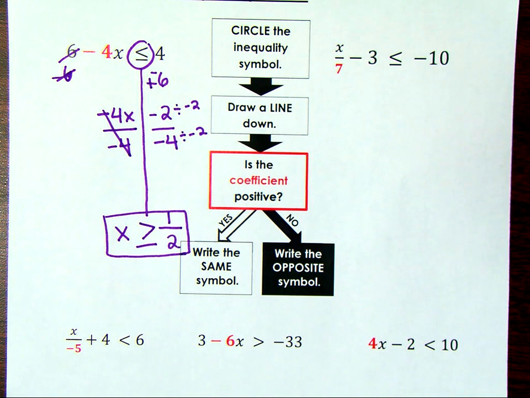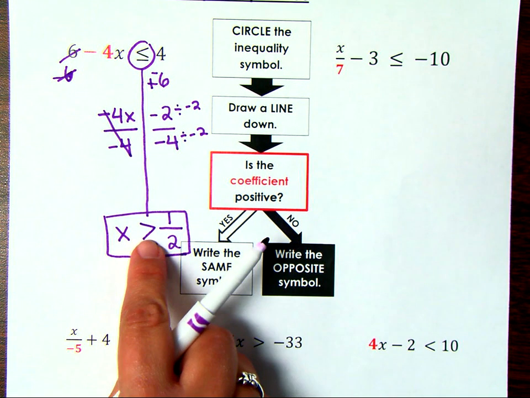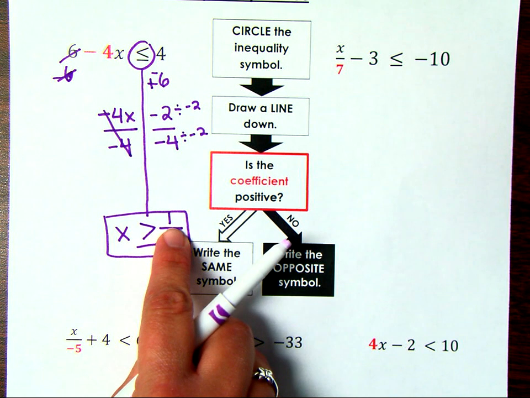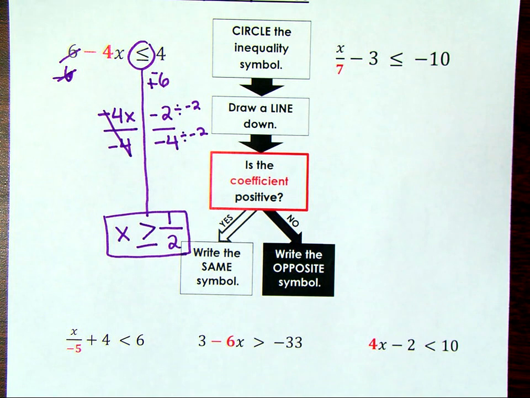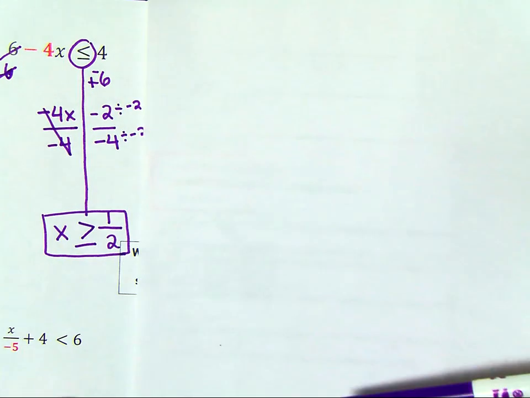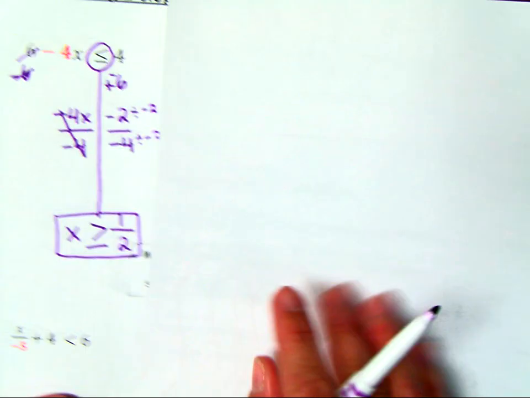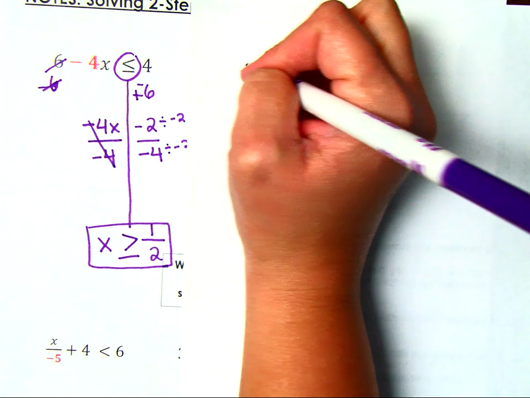Remember, inequalities can have more than one solution. So as long as your number is greater than or equal to 1/2, it'll make this inequality true. Now, I just want to quickly remind you of why we're reversing this sign. So let's just pretend we said x is greater than 1/2. Any number that is greater than 1/2, so or equal to.